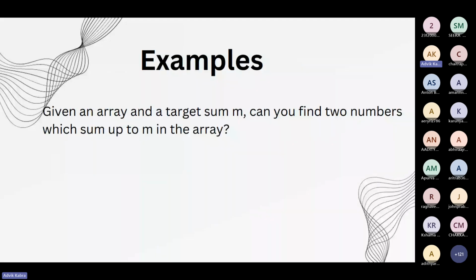So here, given an array and a target sum m, can you find two numbers in the array which sum up to m? So you have an array of, say, 5 elements, say 1, 2, 3, 4, 5, and you need to find two elements which add up to 7. So think of ways so that you can find two elements such that their sum is 7. I'll stay here for 30 seconds while you think of answers.